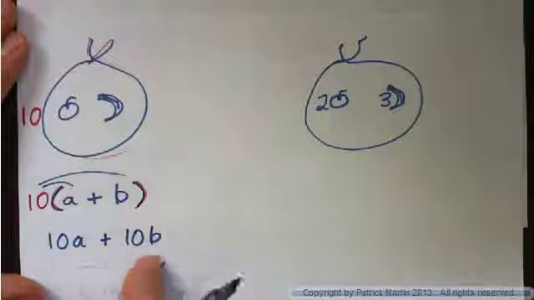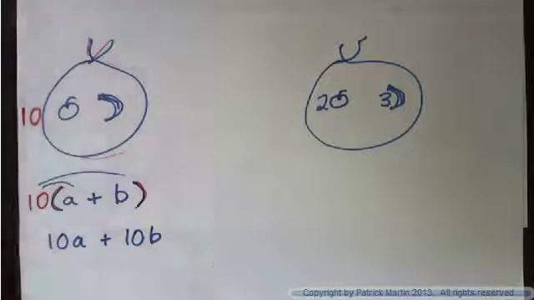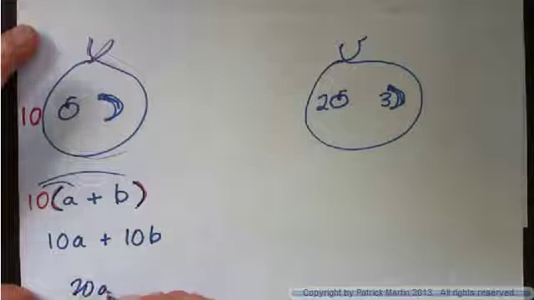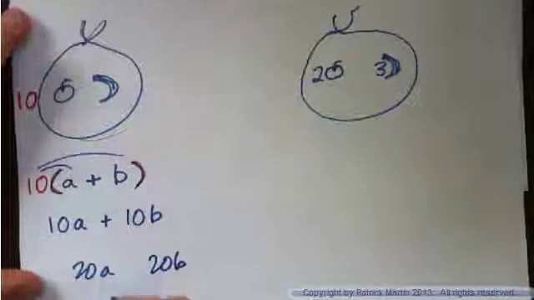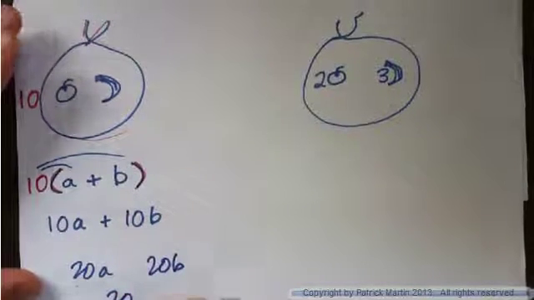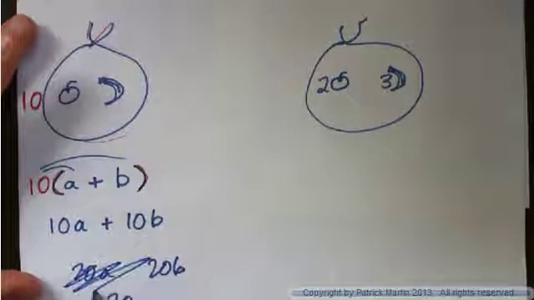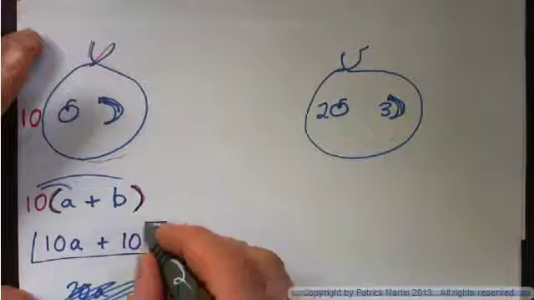Now, of course, these are not like terms. You can't add them together to say that makes 20 apples or 20 bananas or 20 bits of anything. So you just leave it as 10A plus 10B, and that's the answer.